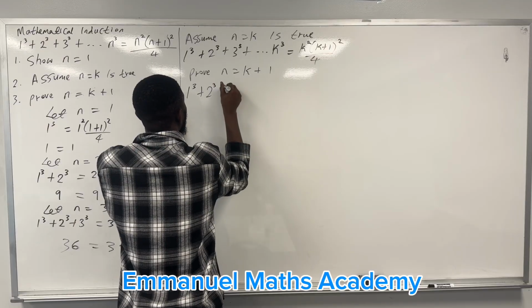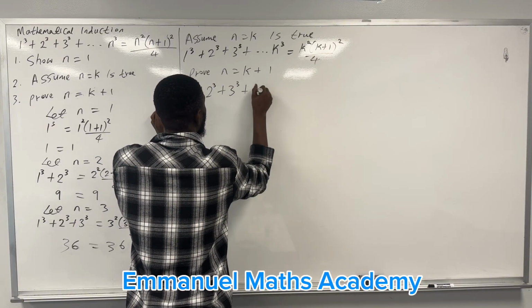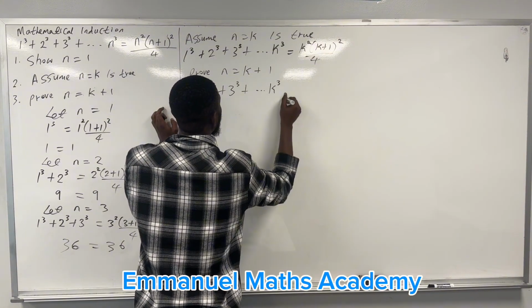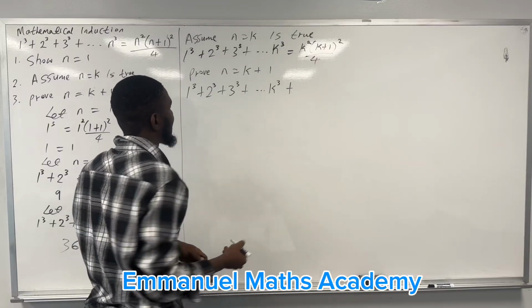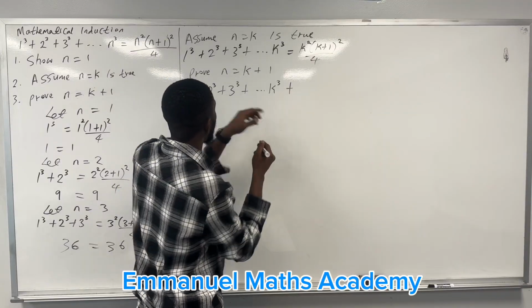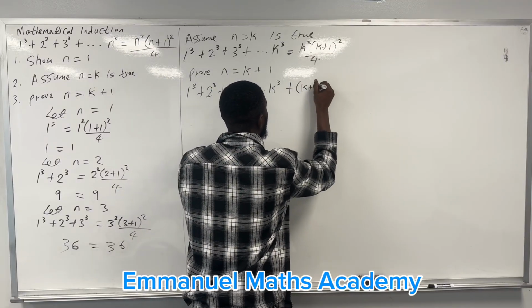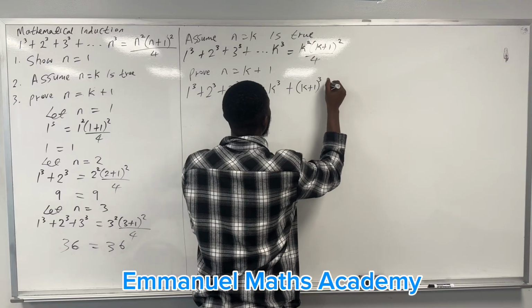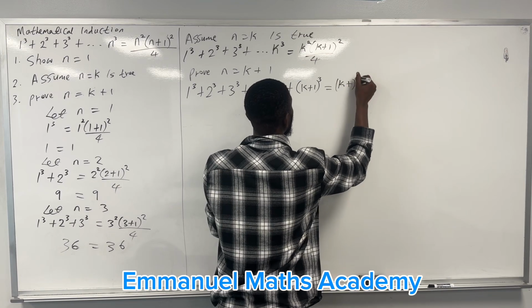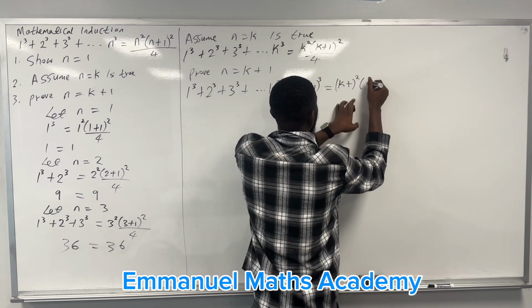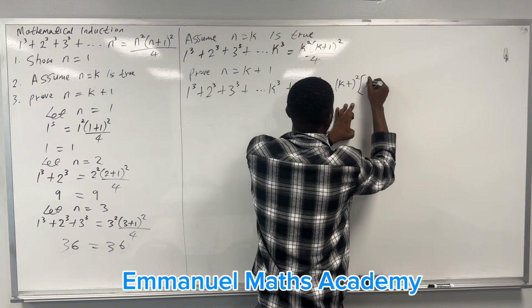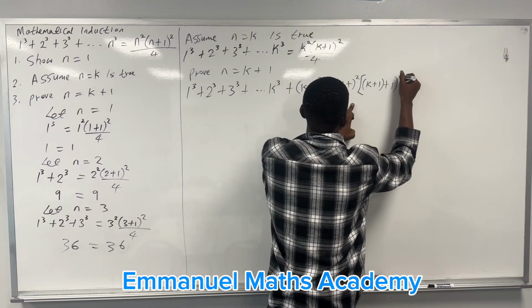Plus 2 power 3 plus 3 power 3 plus k power 3, plus the subsequent n, right? K plus 1. So we'll be putting the value of k plus 1 here. So we have the next term as k plus 1. Alright? Here we have k plus 1, and also here we have k plus 1. Let me put it this way: plus 1, all power 2.